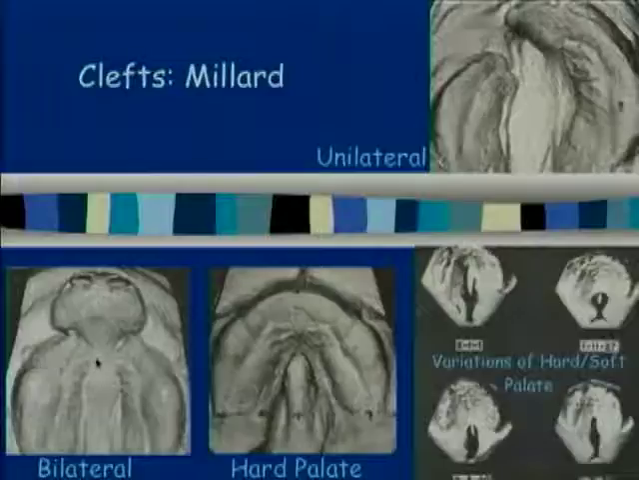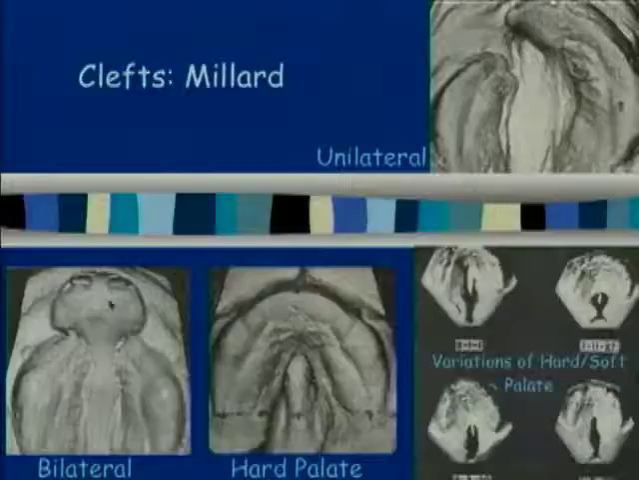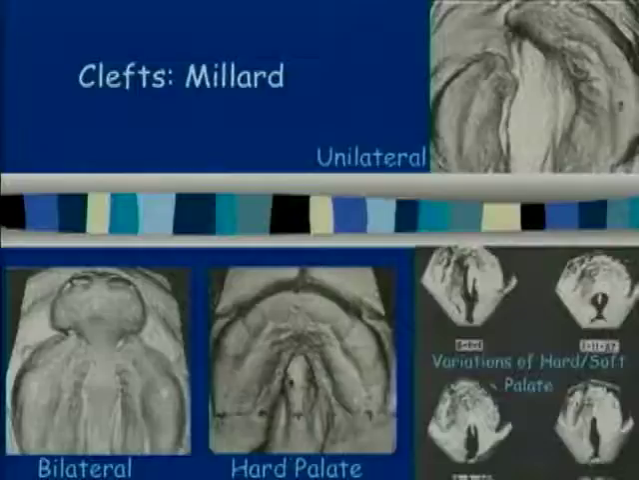Here we have a bilateral that looks a little bit like ET with a premaxillary mass right here that has 2 tooth buds in it. Sometimes they do, sometimes they don't. But this one does, and sometimes these are kind of hard to see the cleft, but the premaxillary mass is pretty obvious. And then here's an isolated cleft palate back here.